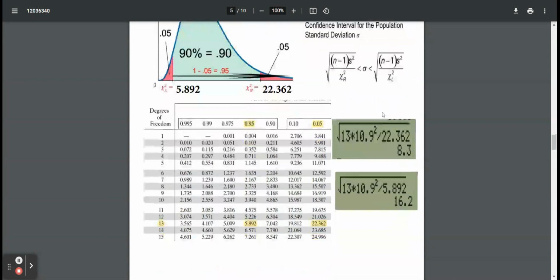Doing the left, I'm doing the same thing here. I'm taking my n minus 1, 13. There's my S value squared, my standard deviation of the sample squared, divided by my chi-squared left value of 5.892, and you get 16.2.